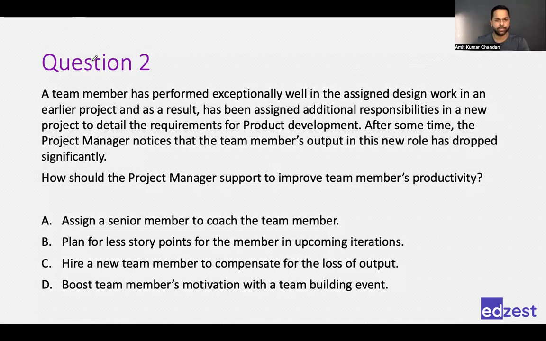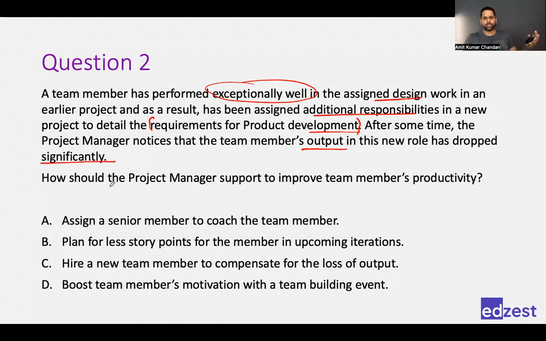All right, so let's discuss this. A team member has performed exceptionally well in the assigned design work in an earlier project, and as a result has been assigned additional responsibilities in a new project to detail the requirements for product development. Right? So there was a team member who performed exceptionally well in some work. So they were given additional responsibilities in a new project, which is something else, requirements of product development. Right? After some time, the project manager notices that the team member's output in the new role has dropped significantly.